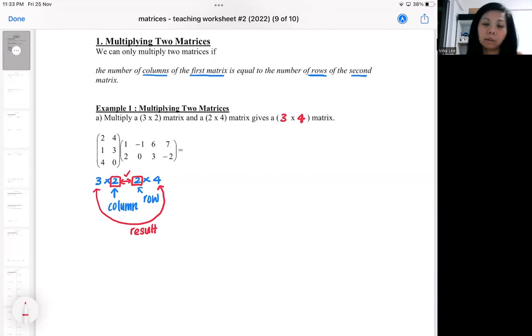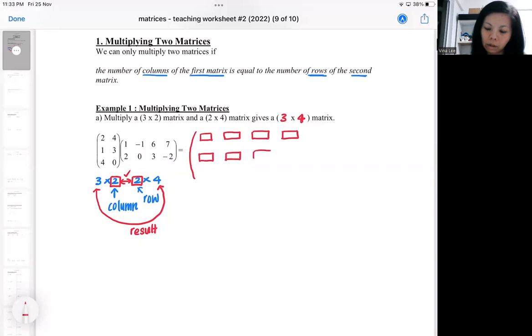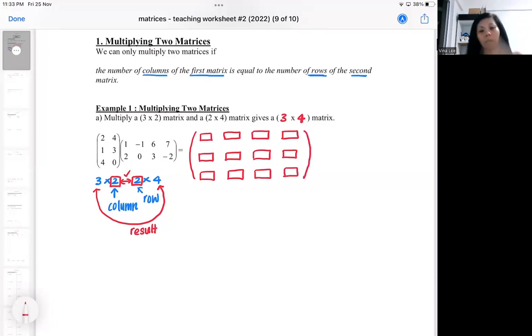How big is a 3 times 4 matrix, you may be thinking? If you take a look, it's 3 rows and 4 columns. So you may be thinking, how am I supposed to multiply in such a way that I can get 12 numbers? Here comes the process of multiplying.